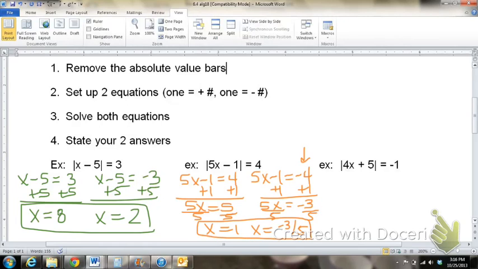So you're going to get two different answers. They're not going to be the same number, so don't just say, oh, I got x equals 8 over here, the other answer is going to be negative 8. That's not how it works. You will get two very different answers.